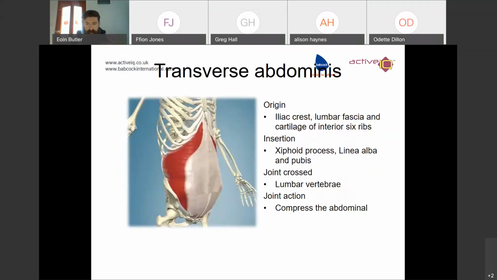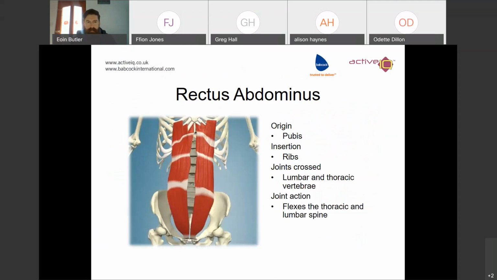Transverse abdominis is that belt deep in the core area of the body. They are constantly contracting and relaxing. No matter what you're doing, your transverse abdominis is always switching on and off with whatever movement you're doing. It's all about stabilization of the lumbar section of the spine. Rectus abdominis, 8-pack.